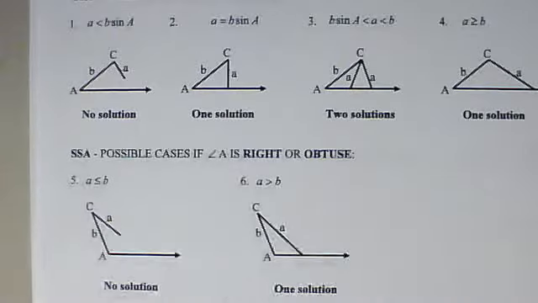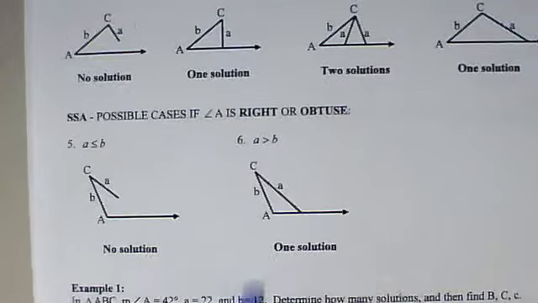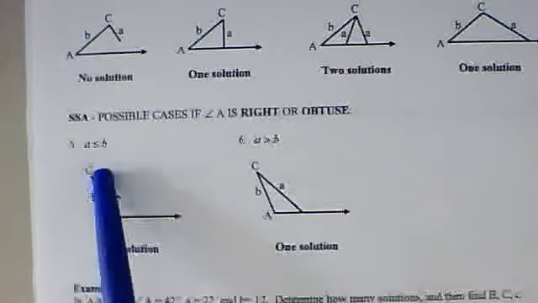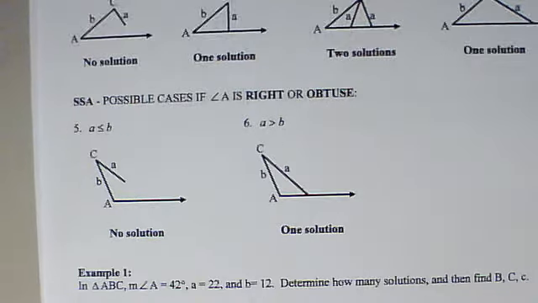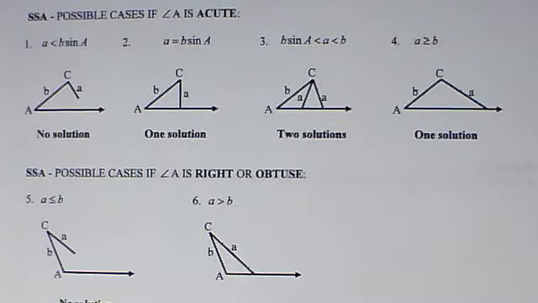If the angle is right or obtuse, there's either one solution or no solutions. If a is the smaller number, there is no solution. If a is the larger number, there is one solution. We're going to walk through a few examples here. I will give you this information that you see on the screen right now for your test, so you don't have to memorize that. You just need to know how to use it.